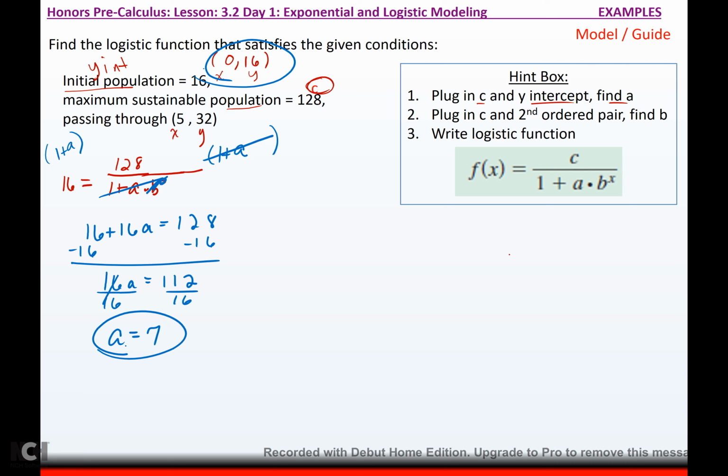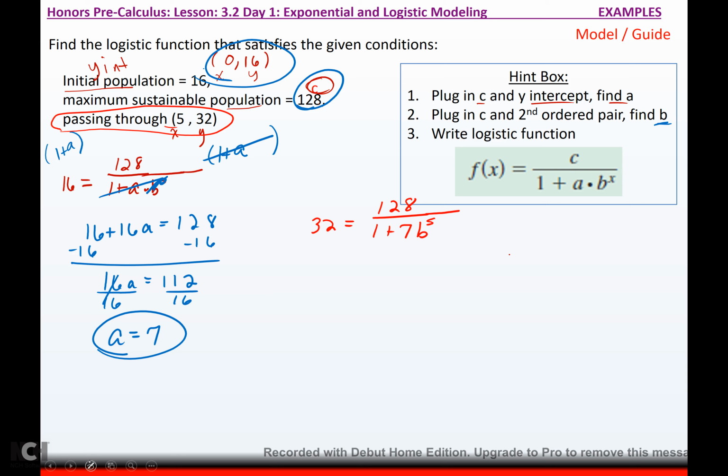So I've got my a, I've got my c, all I need now is b, and I can write my function. And to get b, it says plug in basically everything except for b. So that's when you use this other point. So I'm going to change y to 32, equals my c, 128, over 1 plus 7b to the 5th. Now I'm using the 5 for x.